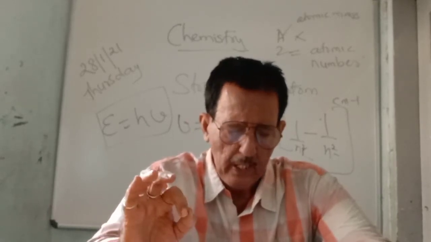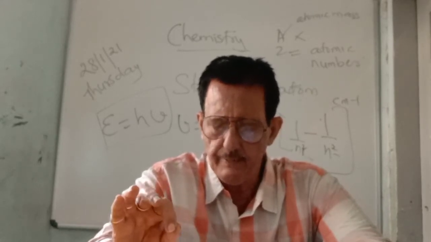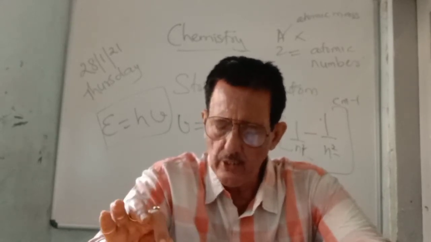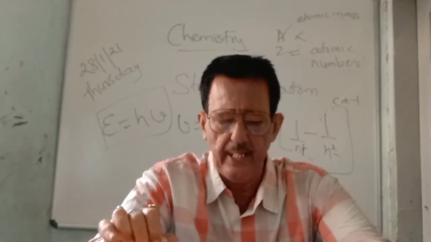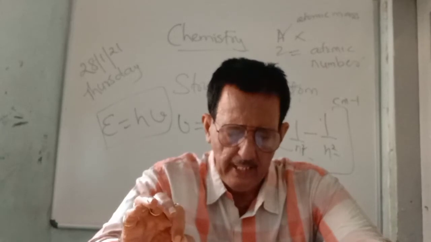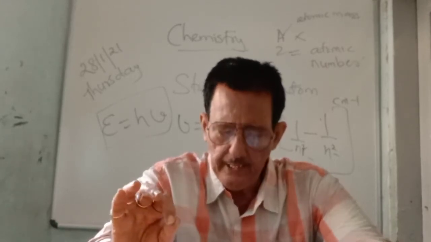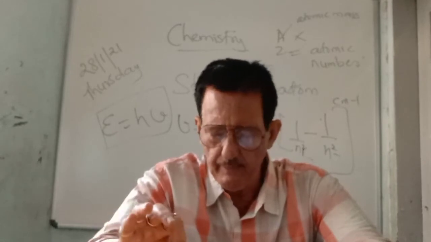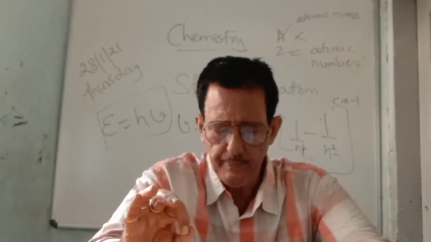Now we have the Aufbau principle, which says that electrons enter into various orbitals always in order of increasing energy, or increasing n plus l values. If the n plus l values are the same, then the orbital with the lower n value will be filled first.